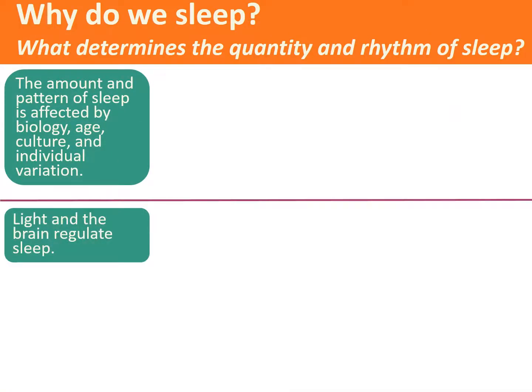Why do we sleep? So the amount of sleep and our pattern of sleep is determined by our biology, our age, our culture, and of course individual variation. So this idea that we all need 8 hours of sleep is not shown by the research. Some people need 8 hours of sleep. Some people need 7 hours of sleep. Some people need 6 hours of sleep. Some people need 5 hours of sleep. Others need 9 hours, 10 hours.